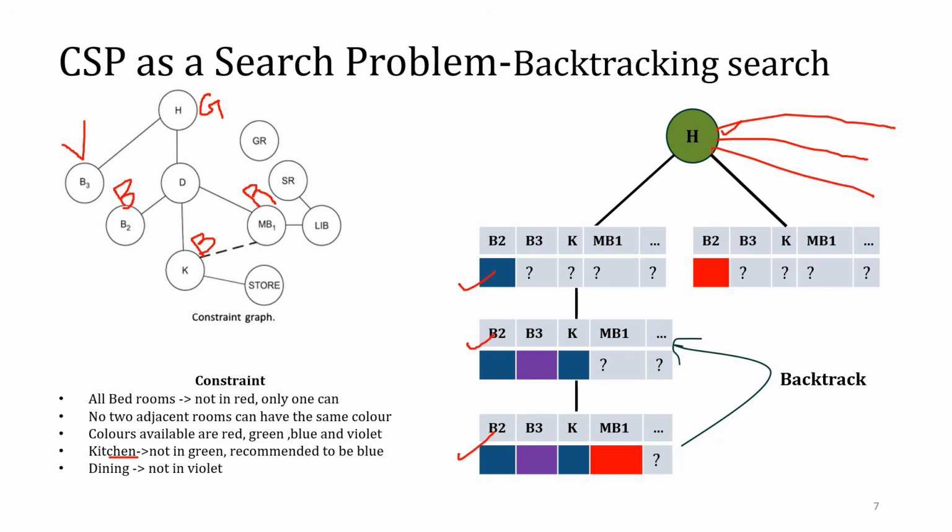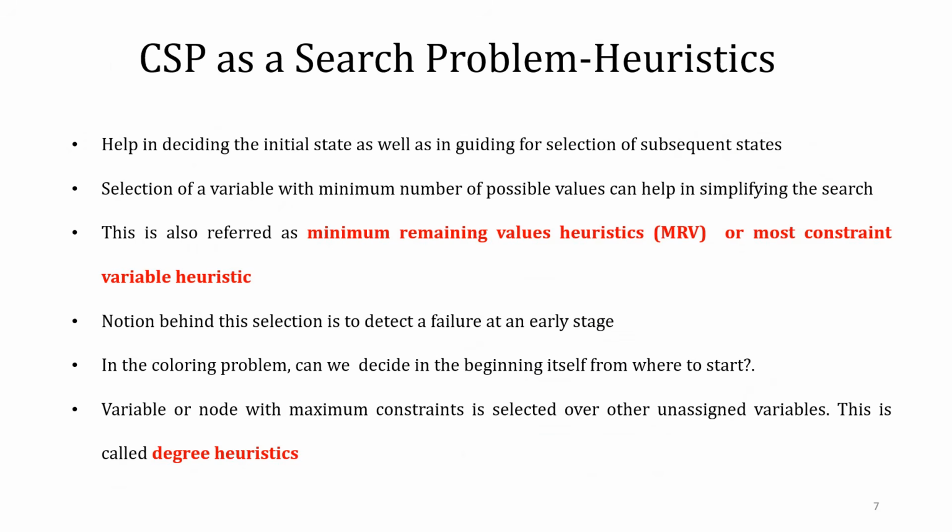Now, the next option, in case we are checking for the dining, what would be the color of the dining? Here it is green, we have blue, we have red, and the only option which is left out is violet, but the constraint tells dining should not be in violet. So this can't be given in violet. That is the reason we can't proceed with that. So we have to backtrack, move on to the previous state. This is backtracking search.